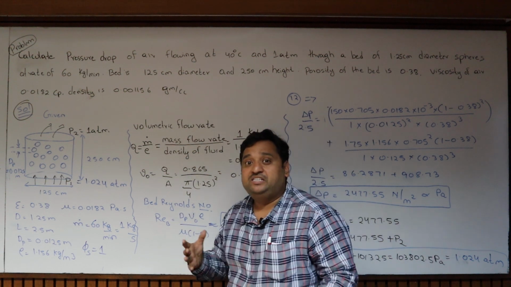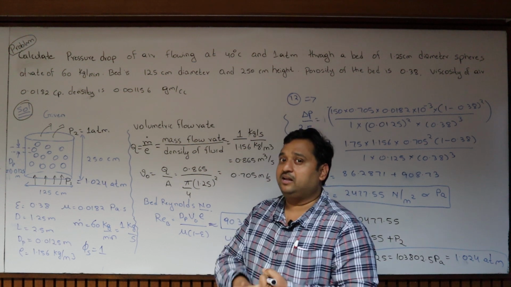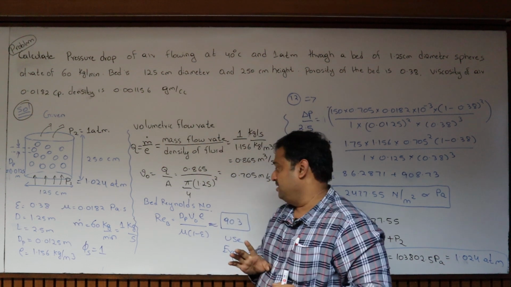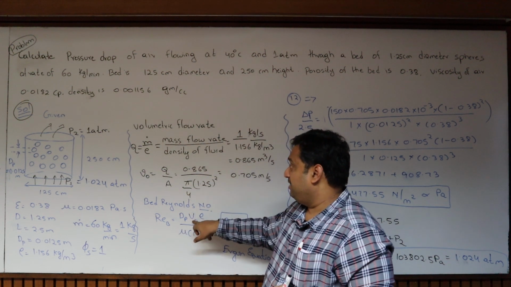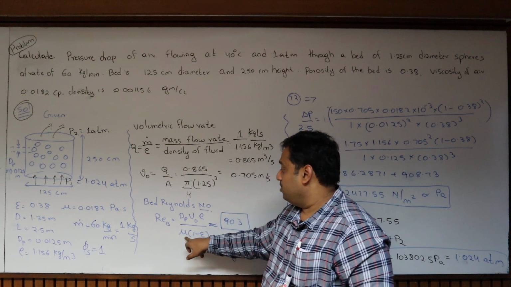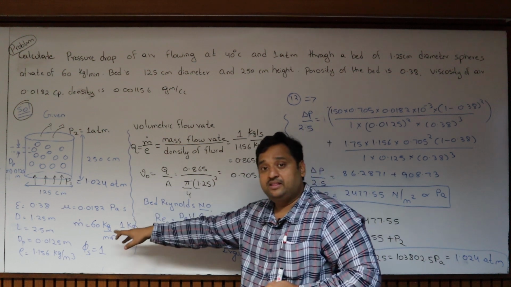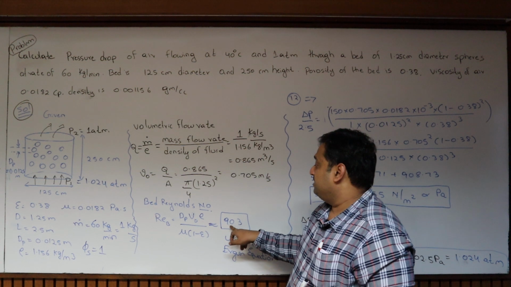And I have to find out which equation I am supposed to use now: the Kozeny-Carman, Burke-Plummer, or Ergun equation. To do that, you have to find the Reynolds number, that is, the bed Reynolds number. The bed Reynolds number is dp times the superficial velocity v0 times the density, divided by mu, divided by 1 minus epsilon. I have been given every other parameter value, and we have found the bed Reynolds number is 903.